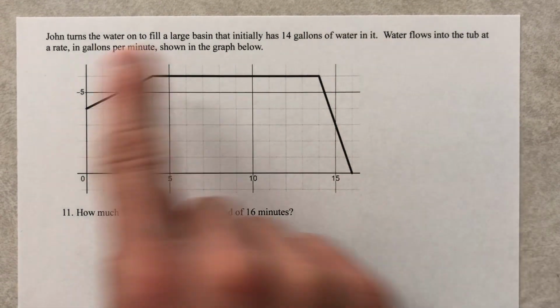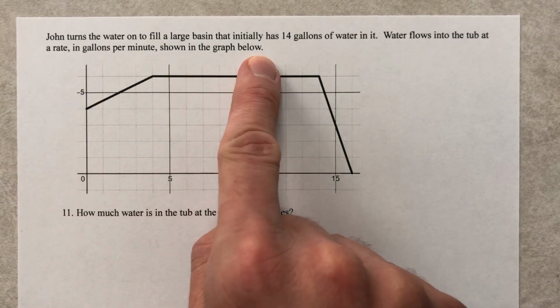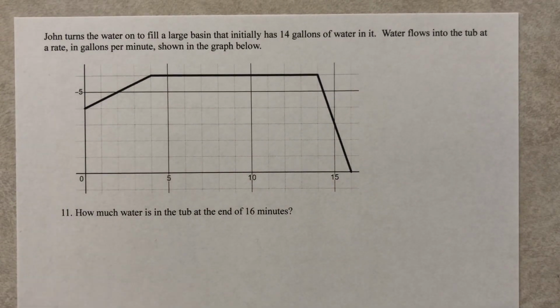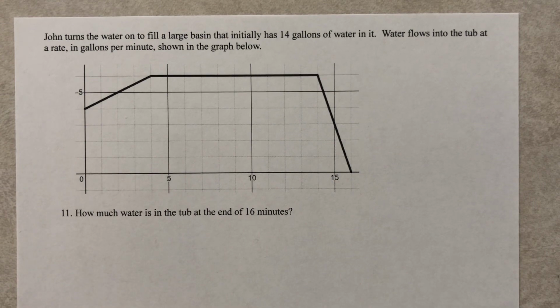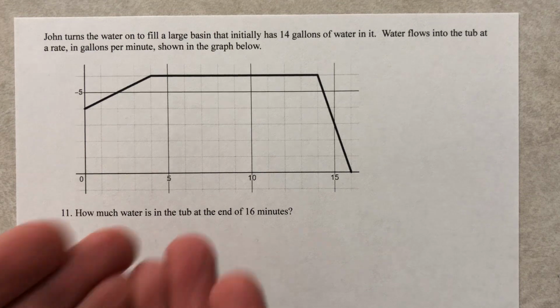Water flows into the tub at a rate in gallons per minute shown in the graph below. So what's the equation? We don't know, but we have the graph. It's piecewise, and we could make an equation if we wanted to. I choose not to. This is the rate of water flow.